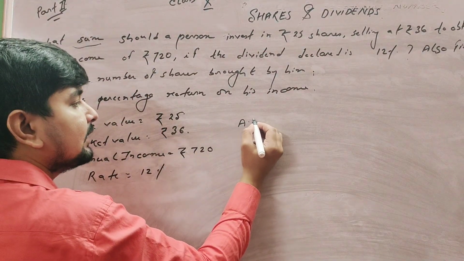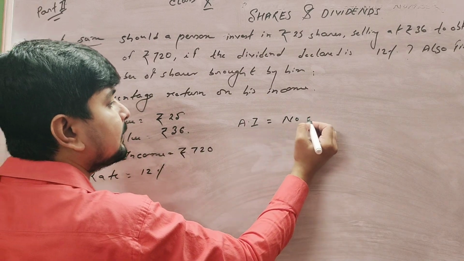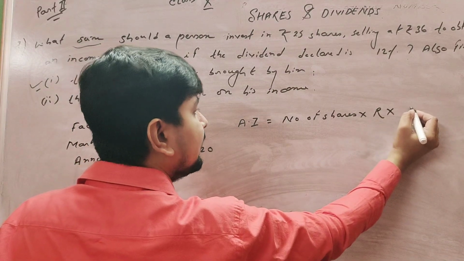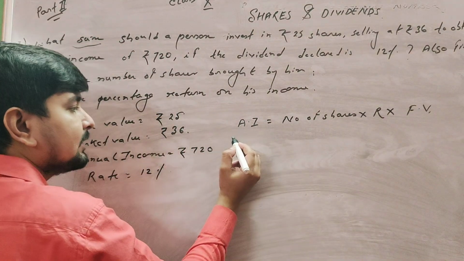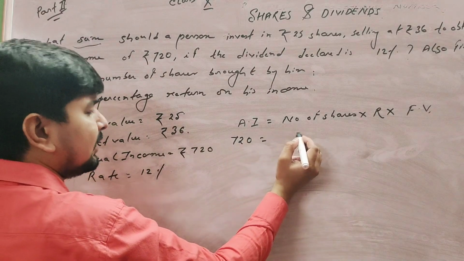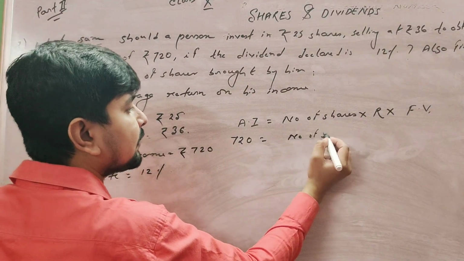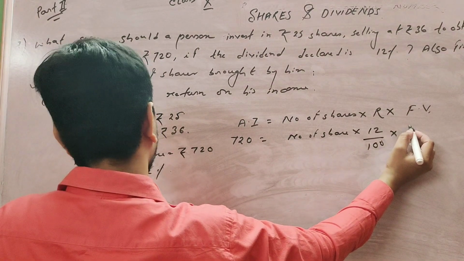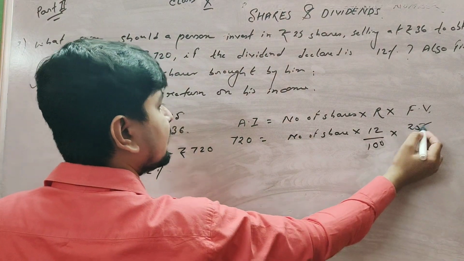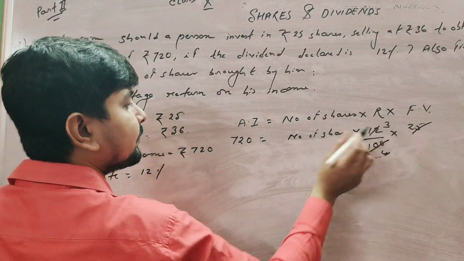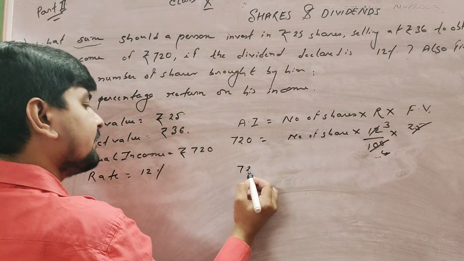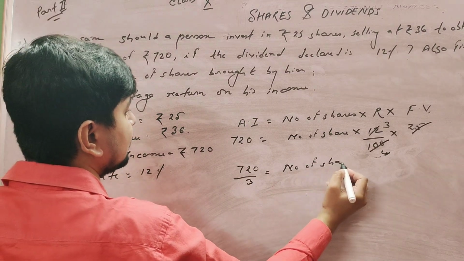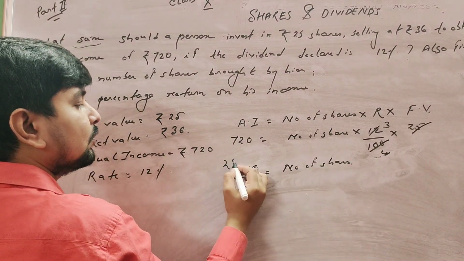For annual income, the formula is number of shares into rate into face value. In place of annual income we write 720. Number of shares we don't know, because it is not given in the question. Rate is 12% and the face value is 25. So 25 4s are 100, 12% of it is 3. This 3 comes to this side, that means 720 upon 3 equals number of shares. So our number of shares is 240.